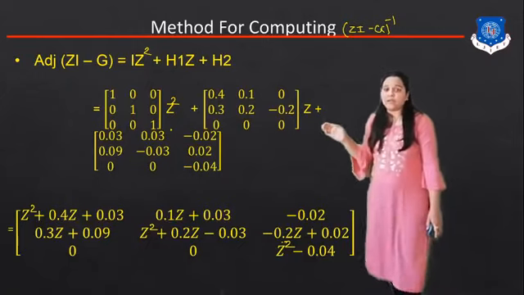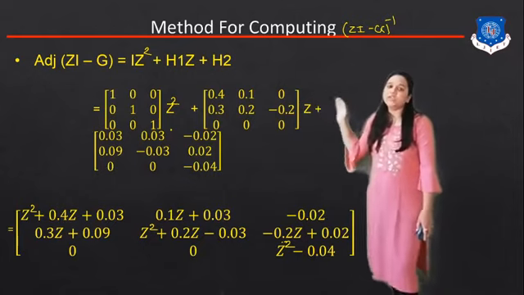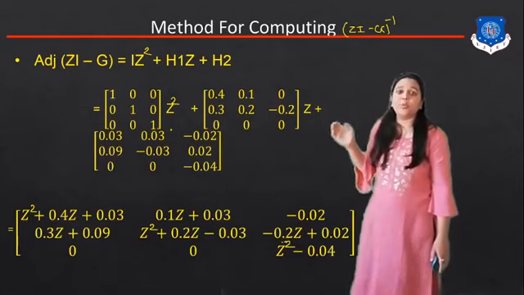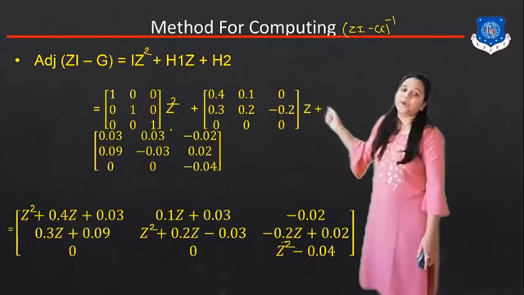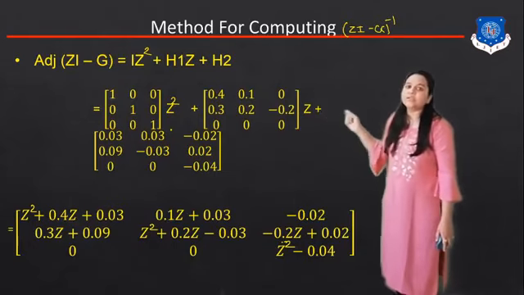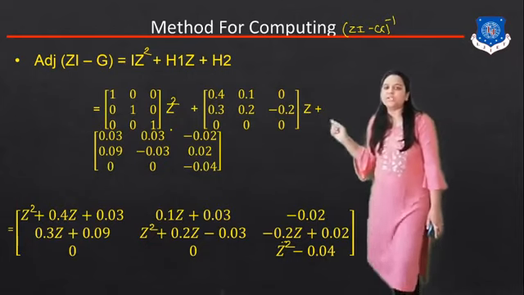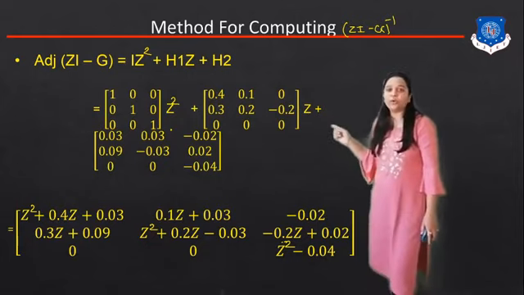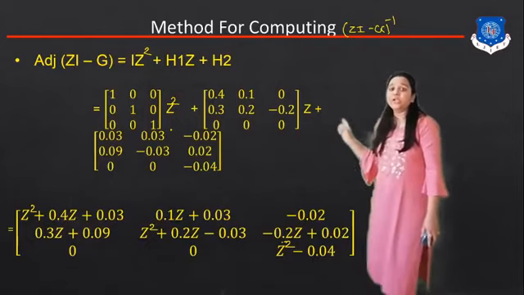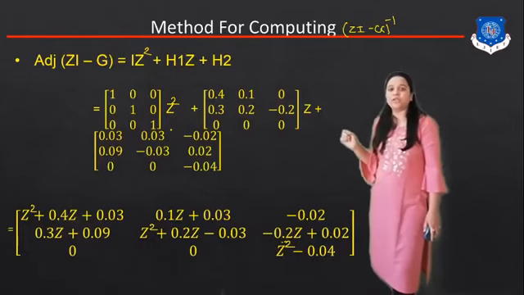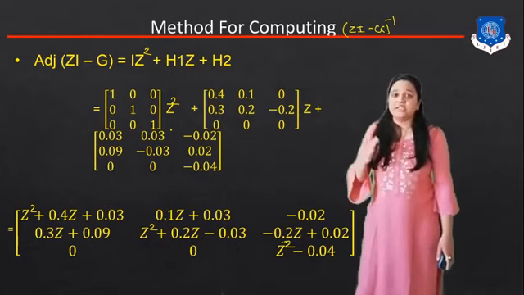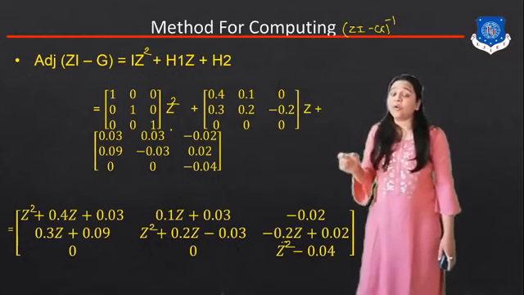What is the I matrix? It is 1 0 0, 0 1 0, 0 0 1 into Z square. What is the H1 matrix? It is 0.4 0.1 0.3, 0.2 minus 0.2 0 0 0 into Z, plus H2, which is equal to 0.03 0.03 minus 0.02, 0.09 minus 0.03 0.02 0 0 minus 0.04. First of all, we have to multiply Z square with the I matrix, Z with the H1 matrix, and then add the matrices.